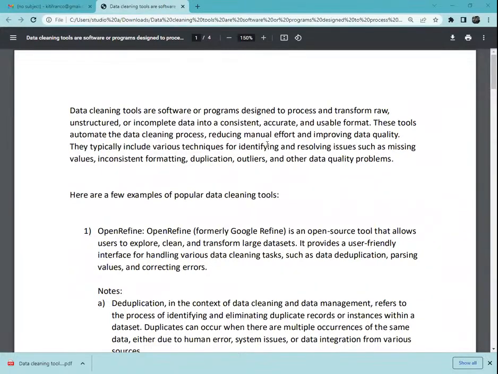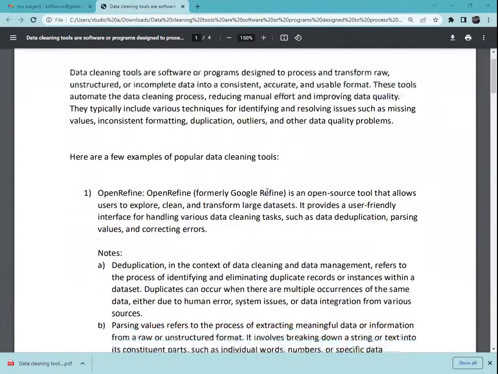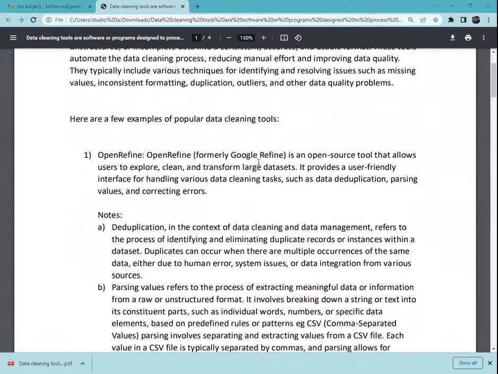I'm repeating that they typically include various techniques for identifying and resolving issues such as missing values, inconsistent formatting, duplication, outliers, and other data quality problems. Here are a few examples of data cleaning tools. The first one is the famous Google OpenRefine.